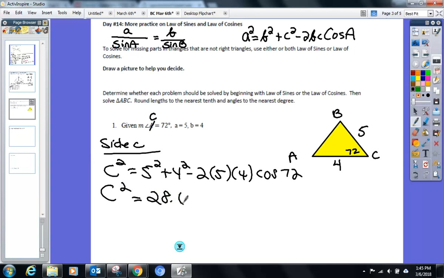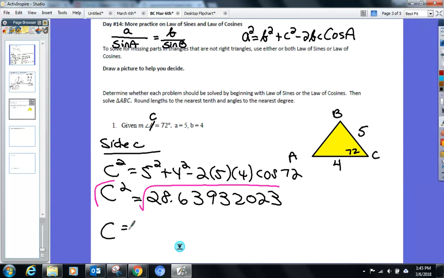And just make sure we match. And still have to do what on both sides? Yep, take the square root of both sides. Usually I'll get plus or minus, but we are talking side length. Directions are right up here: the lengths to the nearest tenth and the angles to the nearest degree. So this would be a length. So to the nearest tenth, we're looking at side C to be 5.4. There's no units. So side C, 5.4.